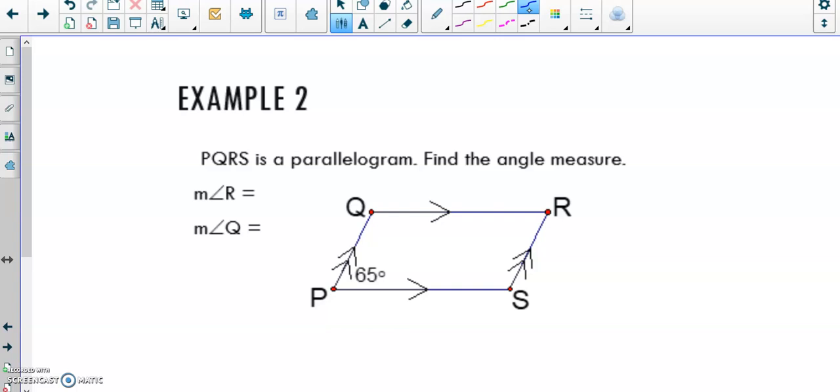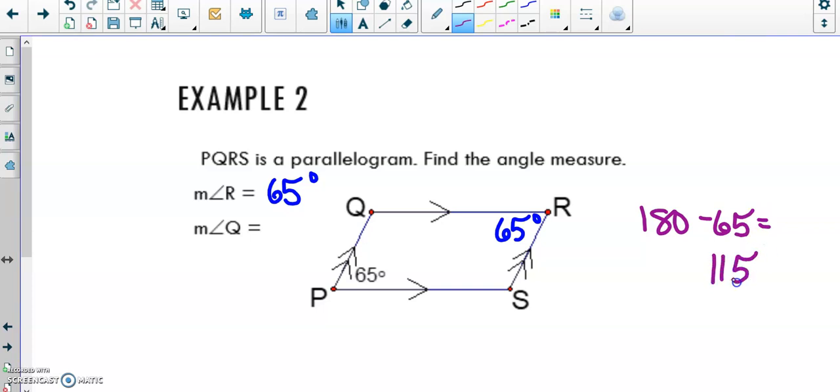So if the measure of angle P is 65, then so is the measure of angle R. It would be 65 degrees because opposite angles in a parallelogram are congruent. And then the measure of angle Q would be 180 minus 65, which would be 115 degrees, because consecutive angles in a parallelogram are supplementary. Now the measure of angle S would also be 115 degrees.